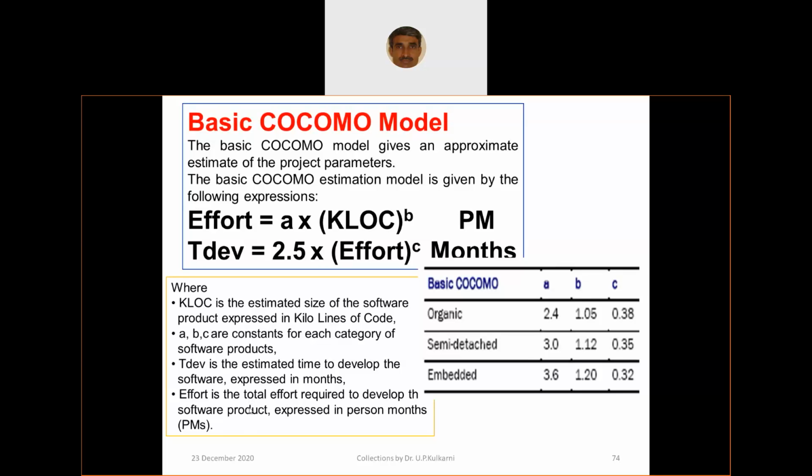So how do you get the values of A, B, C? It is experience people have developed in a company. Here COCOMO proposed all these things based on a variety of projects and experiences. Effort equals A into kilo lines of code raised to B, in person-months. Development time is 2.5 into effort raised to C months. Please remember all these things.